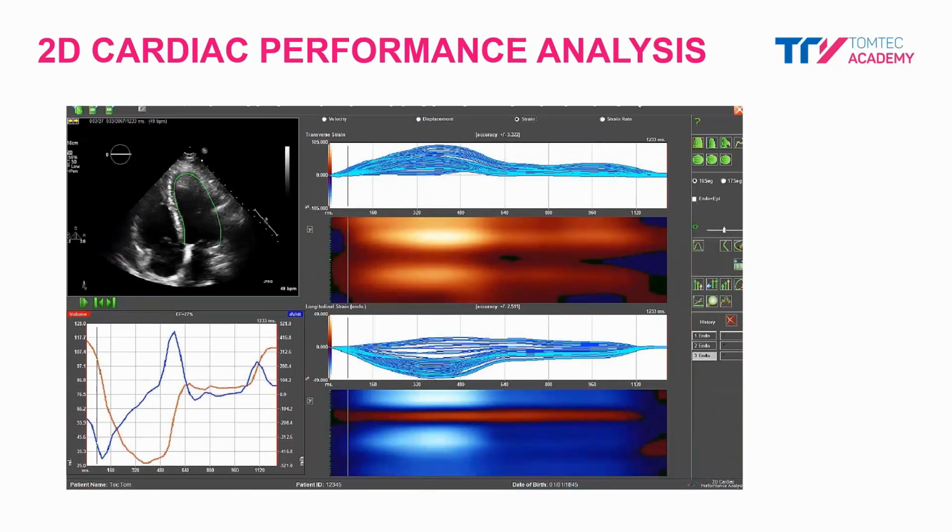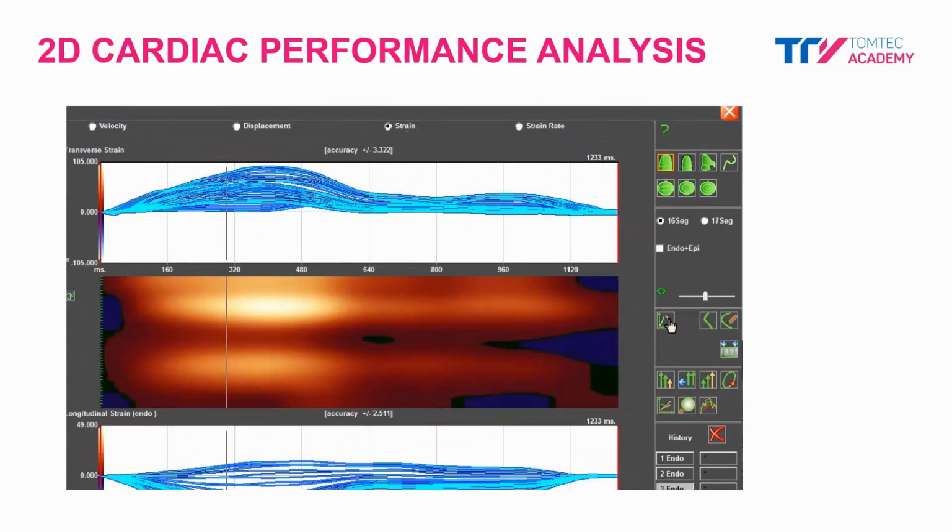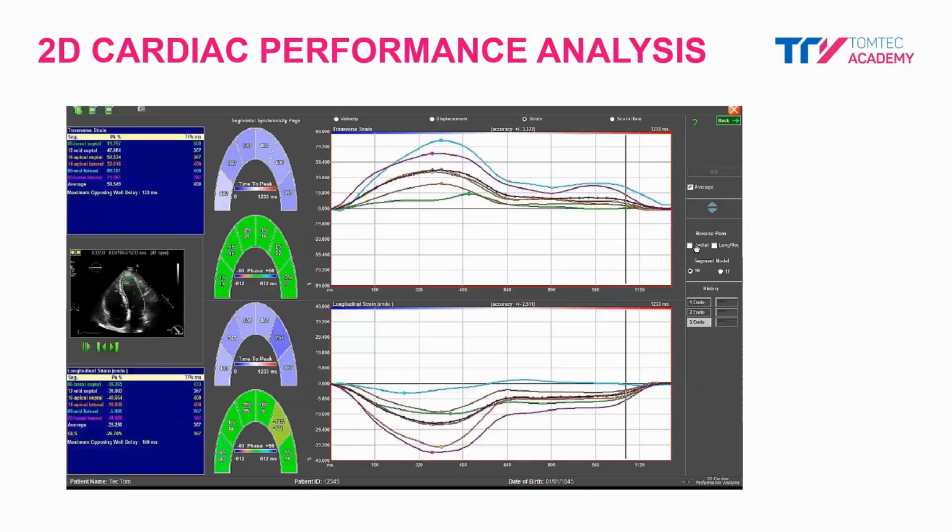By proceeding to the final step, time to peak analysis, we arrive at our segmental analysis page, where all information again can be visualized relative to velocity, displacement, strain, and strain rate. That does include a global longitudinal strain.